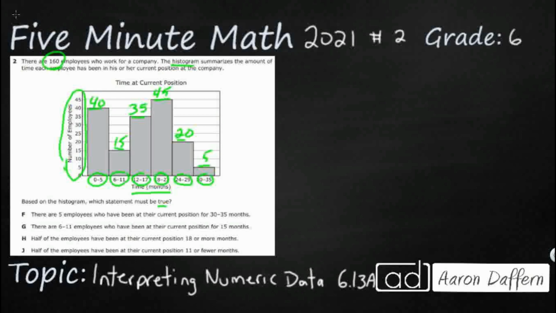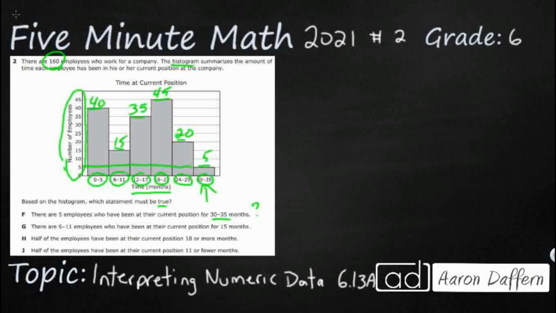All right, F. There are 5 employees who have been at their current position for 30 to 35 months. So let's take a look at our 30 to 35. That range is 30 to 35, and it looks like it goes all the way across to 5. So could it be that simple? Maybe. We'll put a question mark on that. Let's double check. We might be missing something, because that seems like that's a bit obvious.